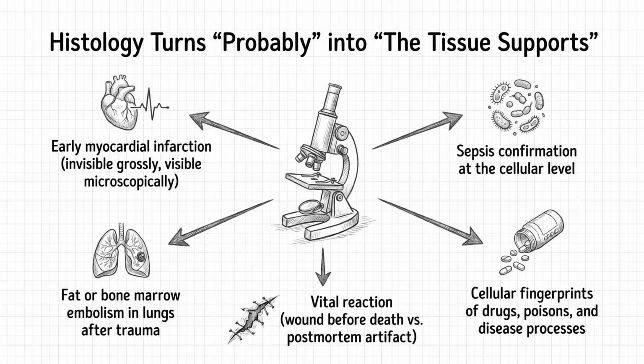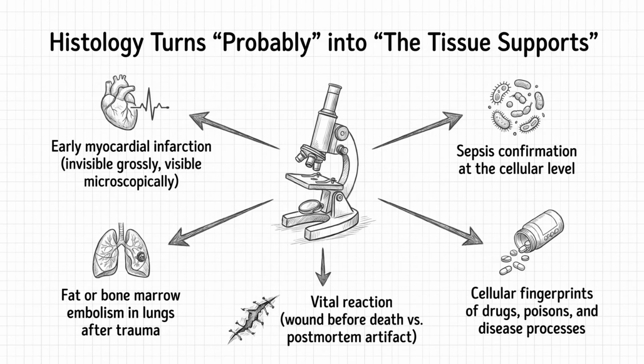So what does histology actually contribute in a forensic case? Well, quite a lot. Gross examination at autopsy is powerful, but it has real limits. And this is where our field earns its place. Consider early myocardial infarction. A heart attack that occurred hours before death may leave no visible gross change. But microscopically, you can see contraction band necrosis and early neutrophilic infiltration that confirm the event.